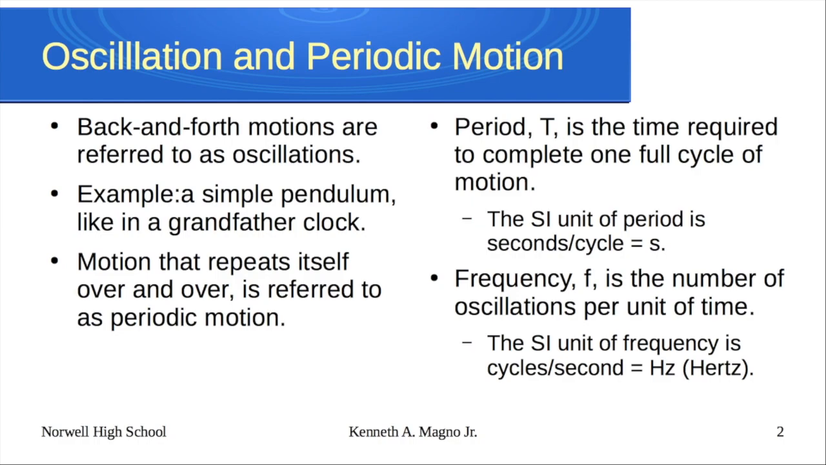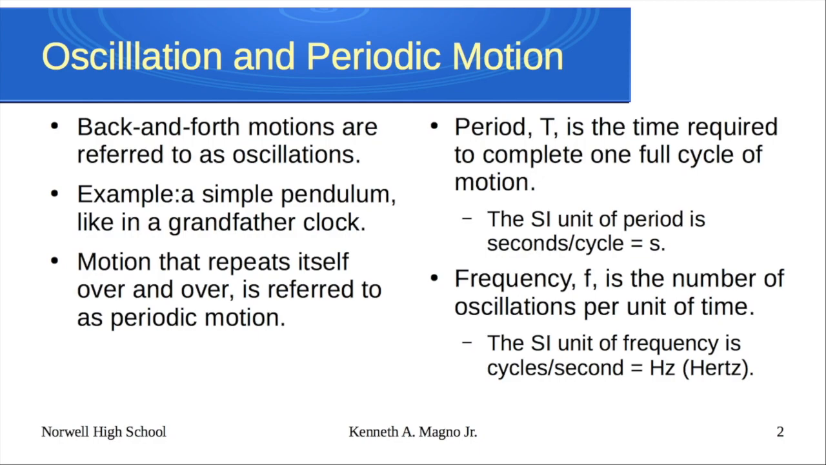So an oscillation is any kind of back and forth motion that's cyclic, that basically means this has a cycle that it completes. Some examples of this are simple pendulums in a grandfather clock. Any other motion that repeats itself over and over is referred to as periodic motion. So if we think of the orbit of a planet, it goes from one point back around to the other point. That has a period of motion. That's a periodic motion.